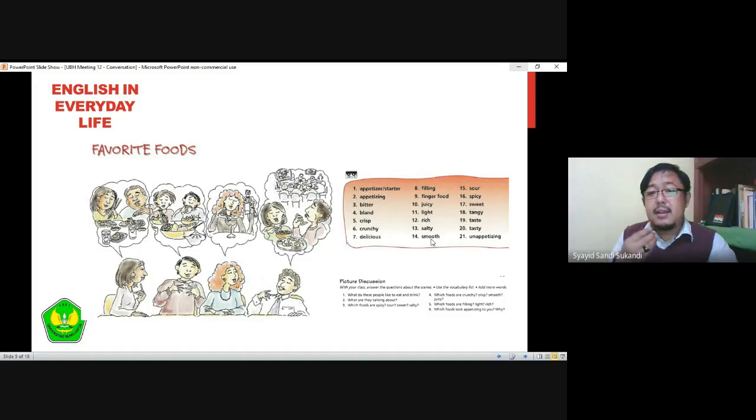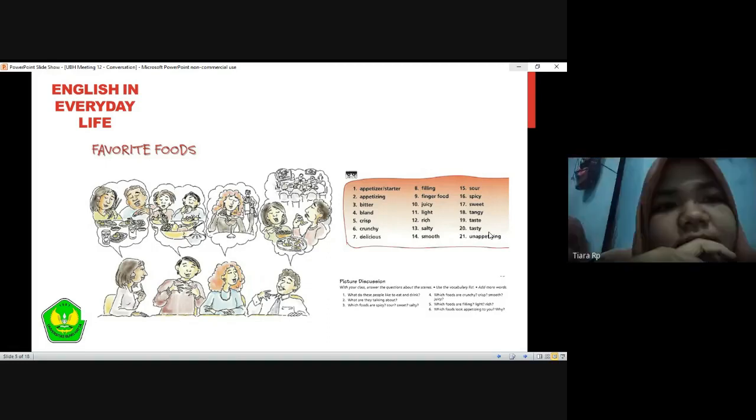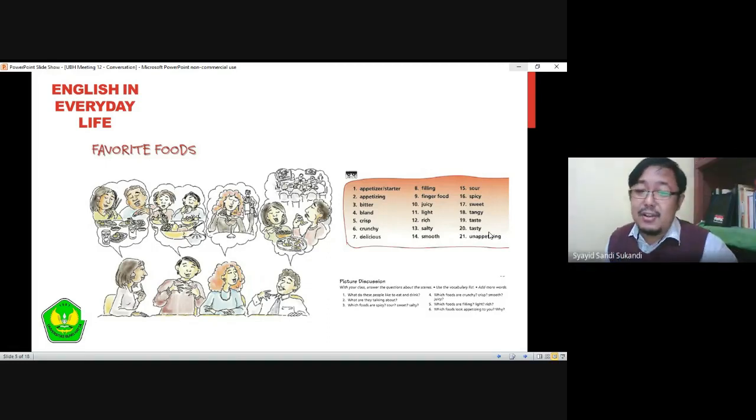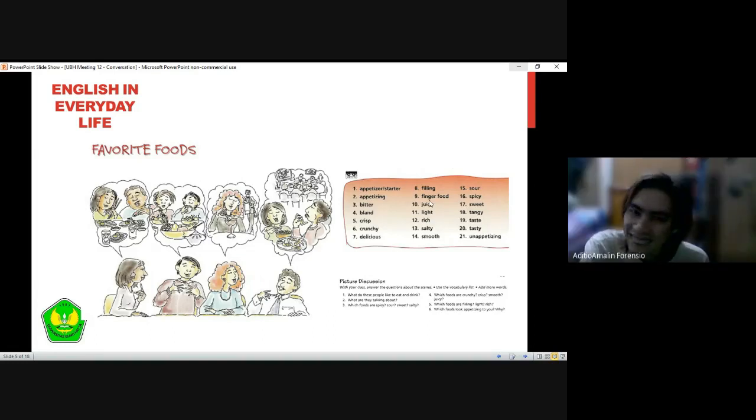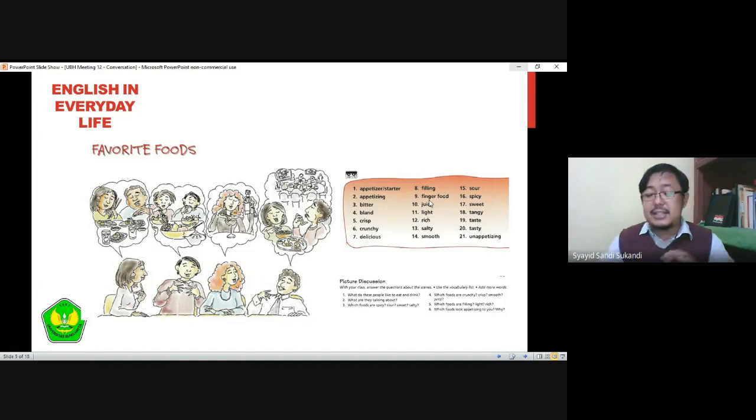Okay, and then crisp and crunchy, seperti kita makan ciki, crunchy, krek, that's crunchy. Oh, you really hungry. Yeah, it's early in the morning. Finger food, have you ever heard about this finger food? Finger food, good. Finger food, it's like snack, very small finger food, it's not really that big.